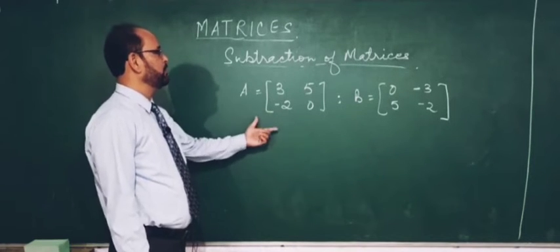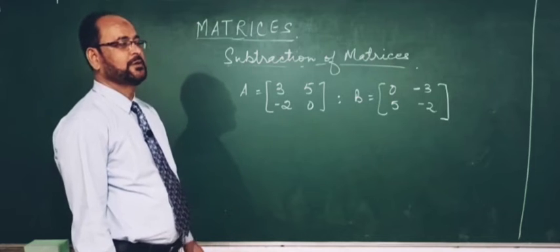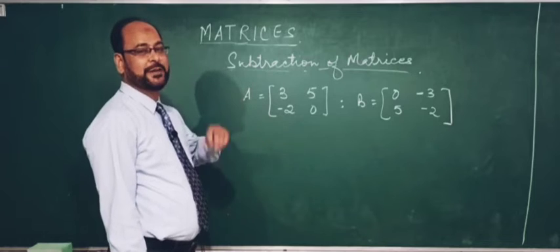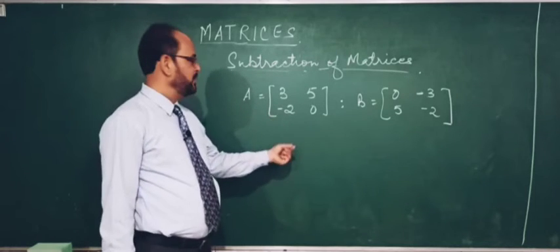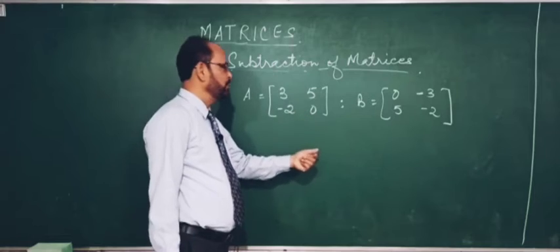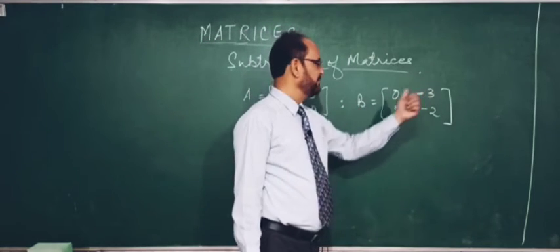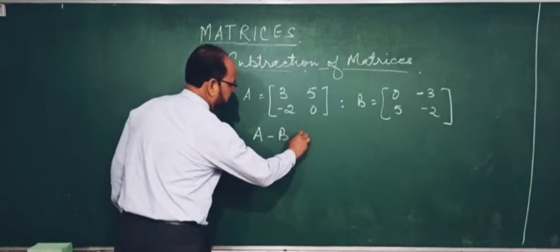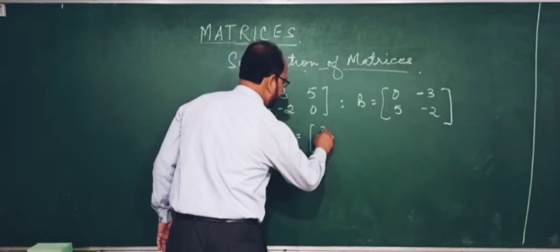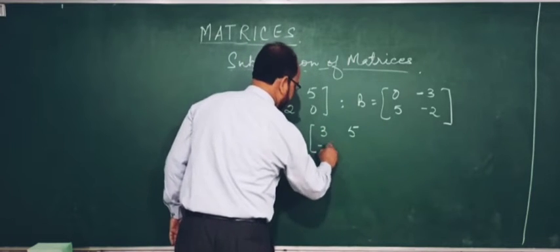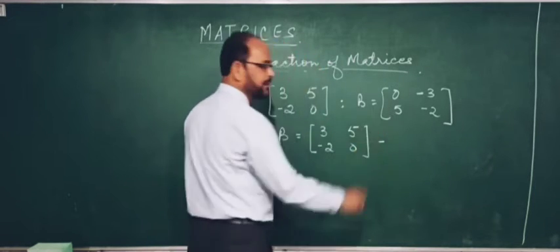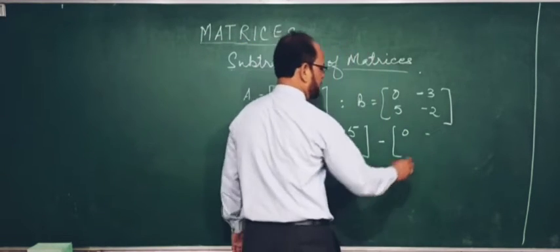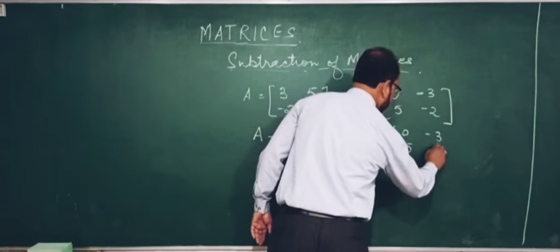All right children, now you are going to see how to subtract two matrices. I have taken this example, matrix A as 3, 5, negative 2, 0, and matrix B as 0, negative 3, 5 and negative 2. Now you want to find A minus B. So first you will write matrix A, which is 3, 5, negative 2, 0. You will put a negative sign, and then you will write matrix B, that is 0, negative 3, 5 and negative 2.